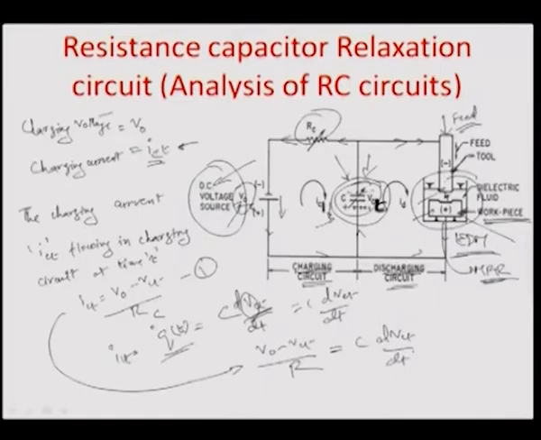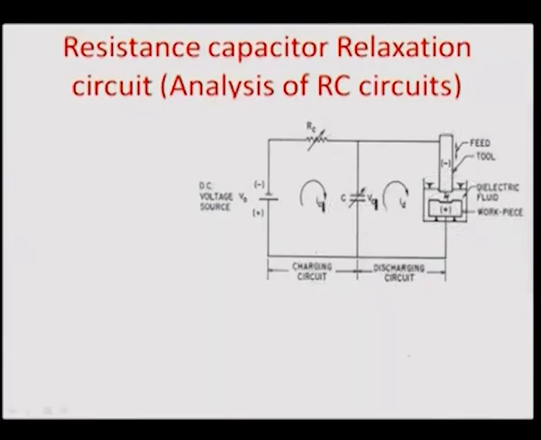So, we can solve this equation, and here we know that Rc is the charging circuit resistance, and C is the capacitance of the condenser in question, this condenser.